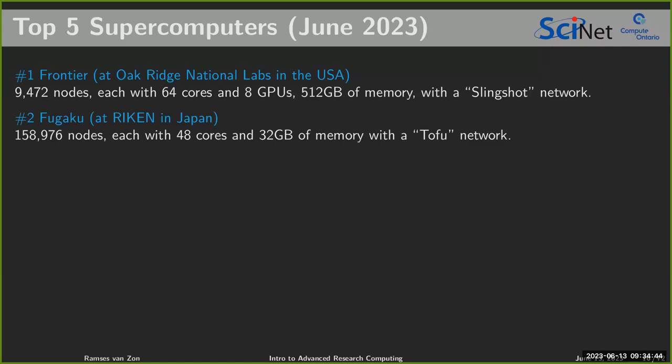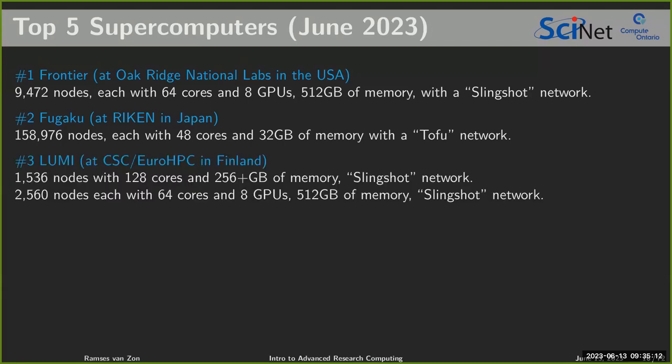The second fastest one is called Fugaku in Japan. It has way more nodes, 158,000 something nodes. Each has 48 cores and 32 gigabytes of memory with a specific network. And interestingly enough, this one does not have any GPUs. So this one brings just on the fact that they have many, many nodes and many, many cores and gets their performance out of that. So that is possible. It's a design choice that you can make.